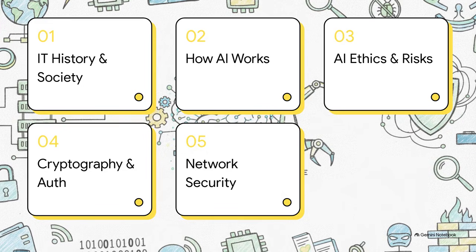So, here is the exact roadmap we're going to follow today to conquer this material. We'll go in chronological order, starting with IT history and society, then how AI works, followed by AI ethics and risks, cryptography and authentication, and finally, network security and response.